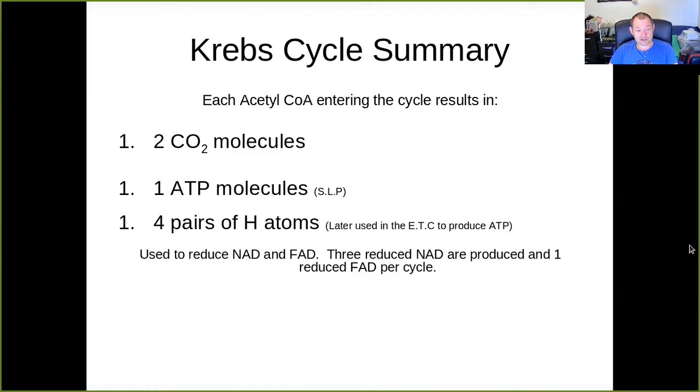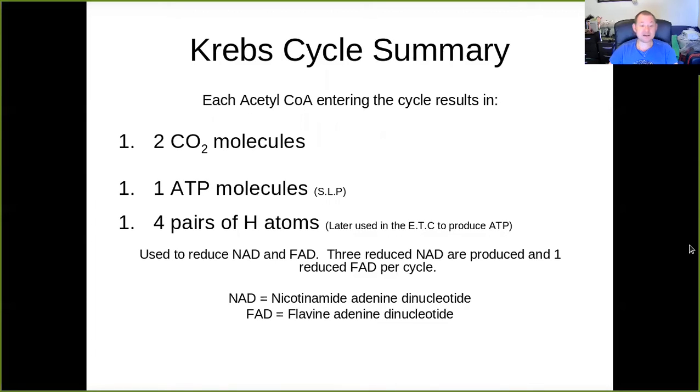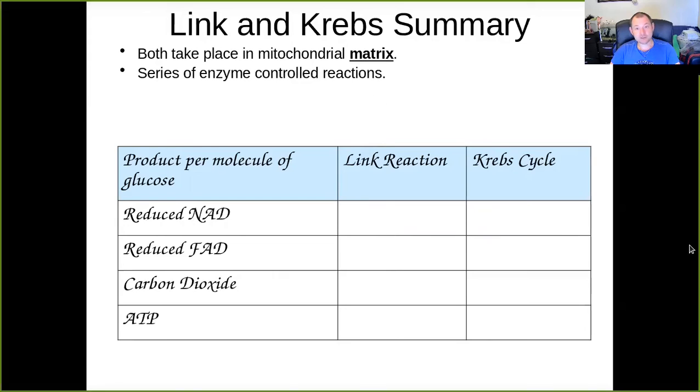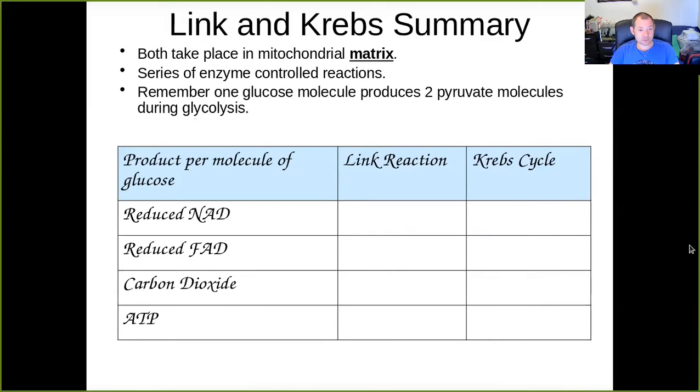Used to reduce NAD and FAD. 3 reduced NAD are produced and 1 reduced FAD per cycle. NAD, nicotinamide adenine dinucleotide, FAD, flavin adenine dinucleotide. So, link and Krebs cycle summary. Both take place in the mitochondrial matrix, the liquid of the cytoplasm of the mitochondria, through a series of enzyme-controlled reactions.